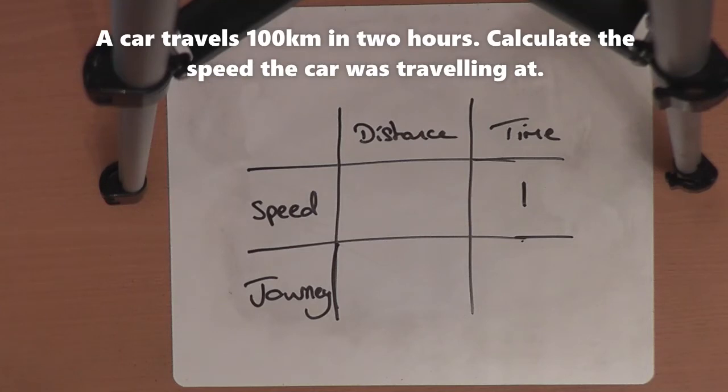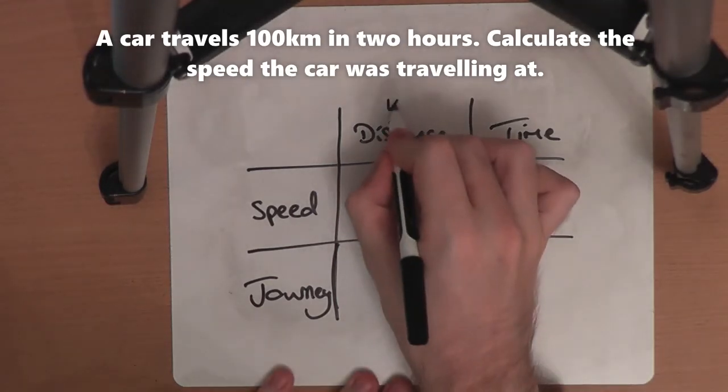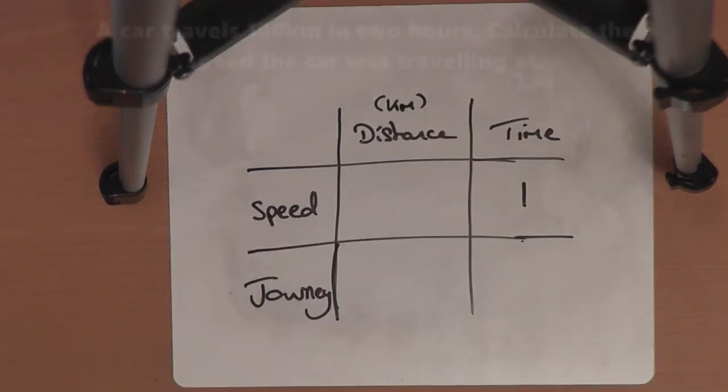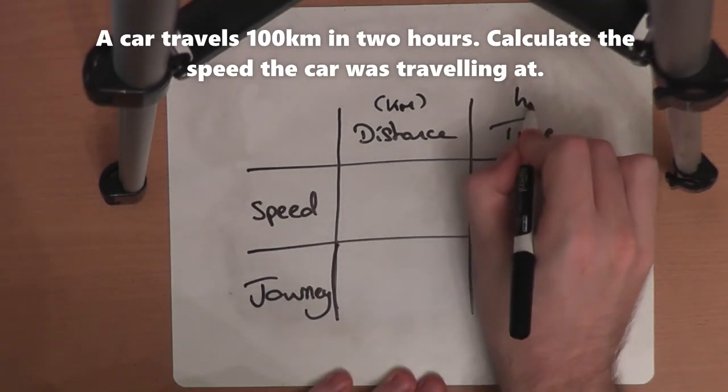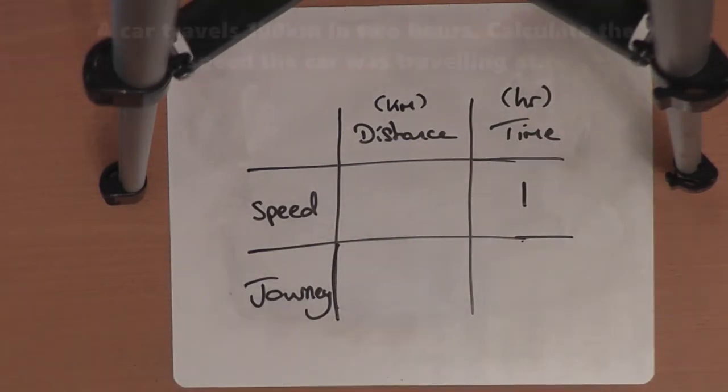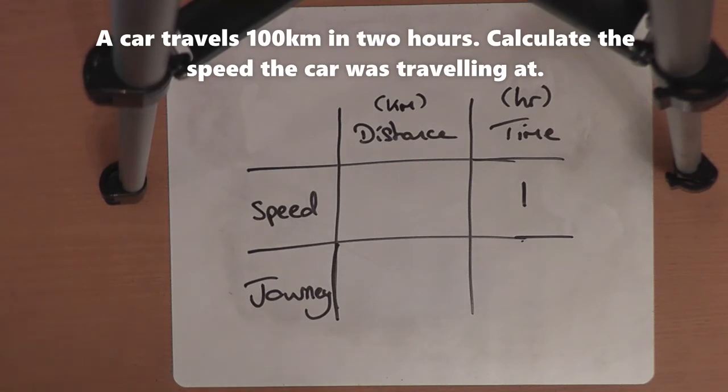Picking the units out of the question, 100 kilometres, so our distance is in kilometres. And there's a mention of 2 hours, so the time must be in hours. It doesn't change the question in any way if we don't put the units on, but it is worth putting the units on just so that we are always working in the correct units, just in case we do have to switch any around at any point, and so that we can get the right units out at the end.